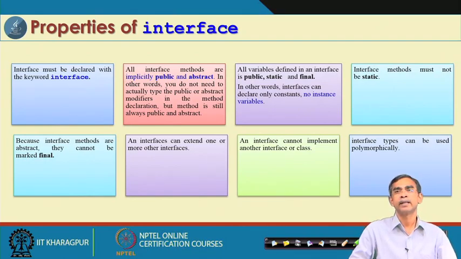Interface types can be used polymorphically. So, the concept is that if an interface is a type, then this type can bind at runtime. In the example of the abstract class, we showed how circle, ellipse and rectangle dynamically, at runtime, or polymorphically bind with the method called area, like this one. So, it is like this.